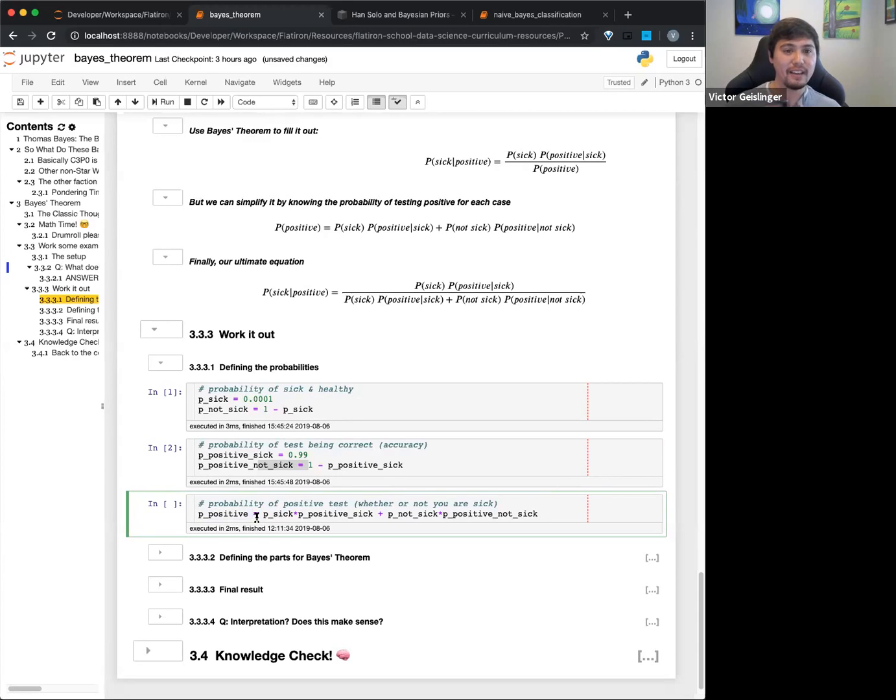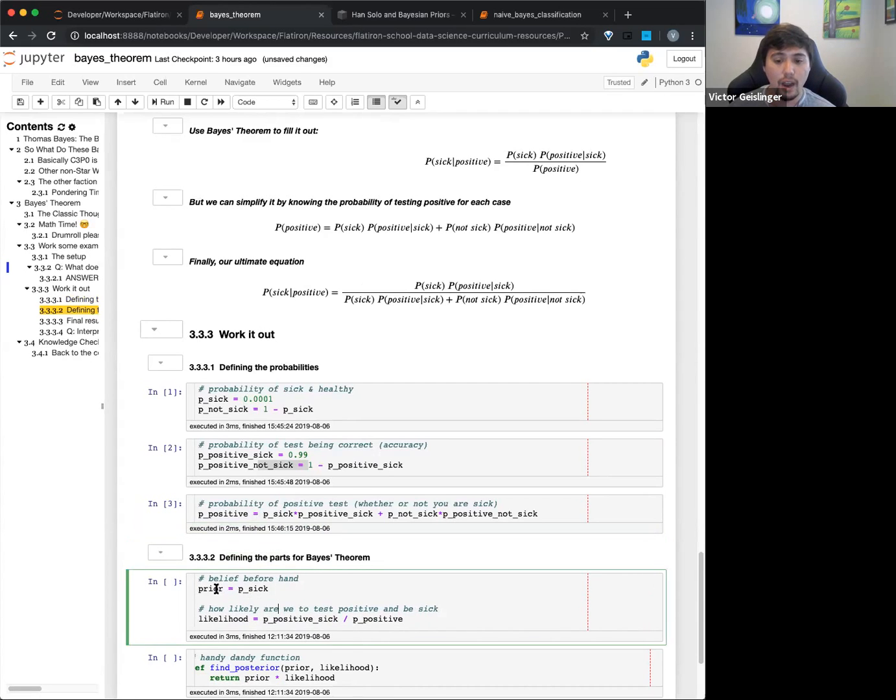So the probability of testing positive is going to be those combined probabilities right here. And so we can just add those parts together since we already have this defined, right? So cool, that was pretty easy, right? The next part is just defining the parts for Bayes theorem. So I actually wrote a little function here. First I had a prior. The prior is going to be the probability of being sick, so that's our P sick, right? Our likelihood is going to be our probability positive such that you're sick divided by the probability of being positive, okay? And so just combine this together. So that's going to be our likelihood.